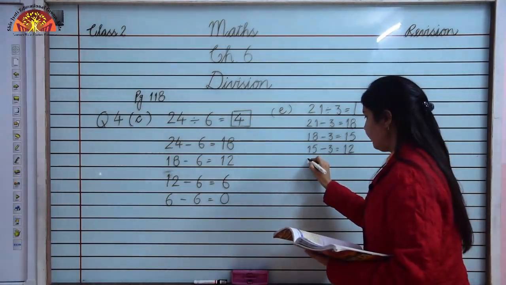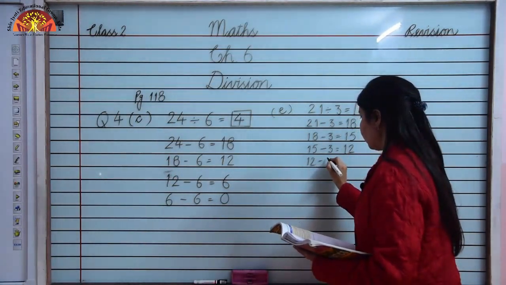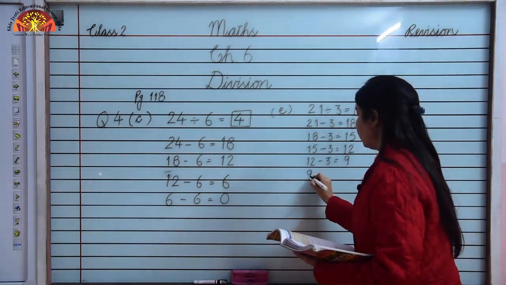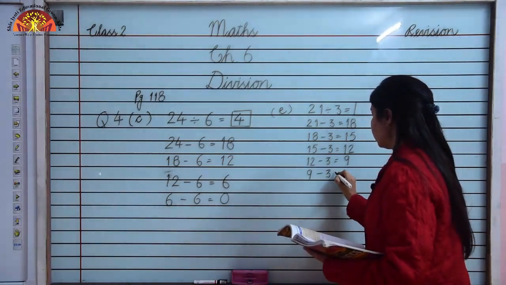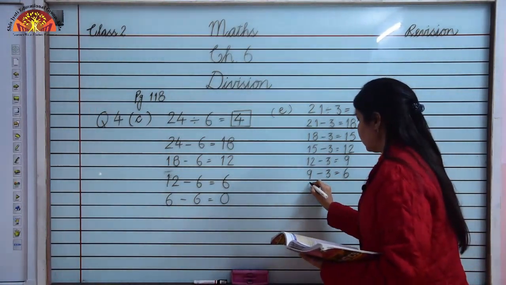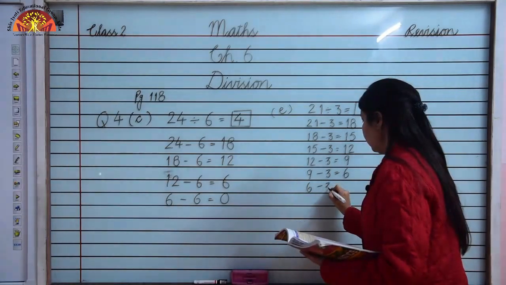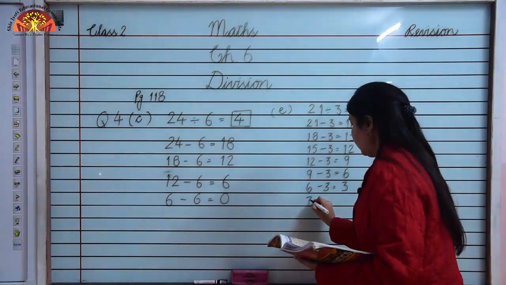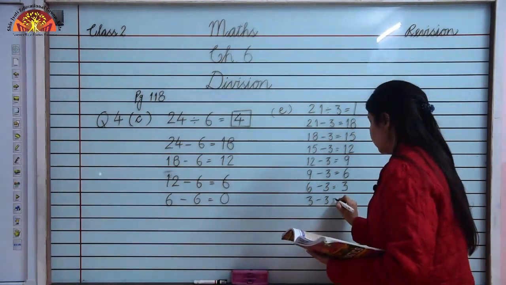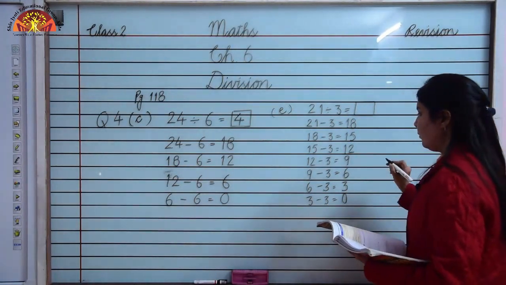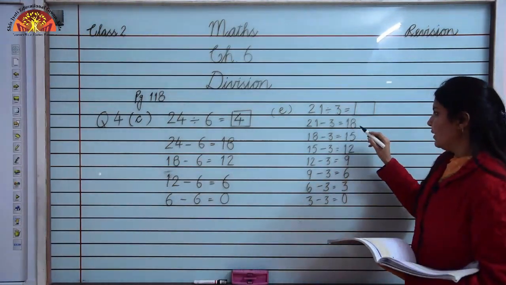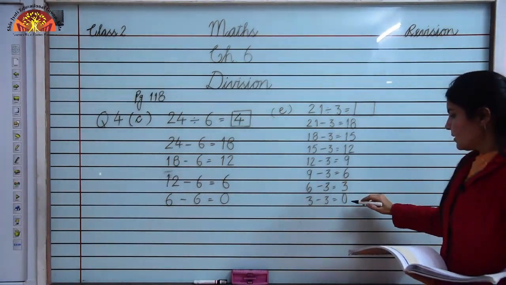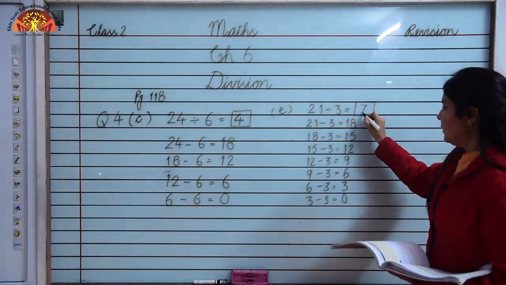Now from 12 we will subtract 3. 12 minus 3 is equal to 9. 9 minus 3 is equal to 6. 6 minus 3 is equal to 3 and 3 minus 3 is equal to 0. So how many times we have subtracted? Now we will count 1, 2, 3, 4, 5, 6, 7. So we will write 7 here.